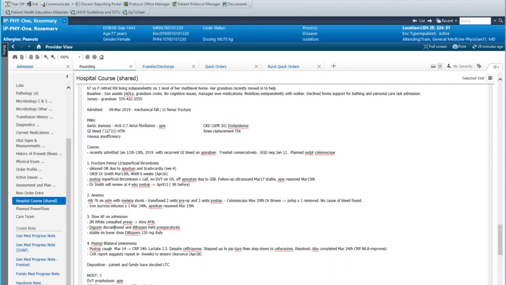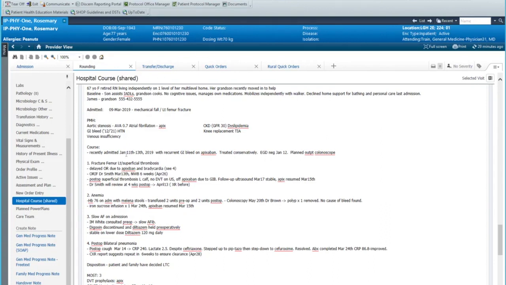In this case, she had a slow AFib at admission. She got some digoxin. Diltiazem was continued afterwards. She had post-op pneumonia, started some antibiotics, and it tells us when the antibiotics were completed. And then there's a chest x-ray report that suggests a repeat chest x-ray in 6 weeks to ensure clearance, and that's on April 28th. So again, if you're that last physician taking care of the patient and the patient's discharged before April 28th, it'll just remind you to let the next physician or family doctor review that, so those things aren't missed. So it's very important to communicate this information to the next physician and at discharge.